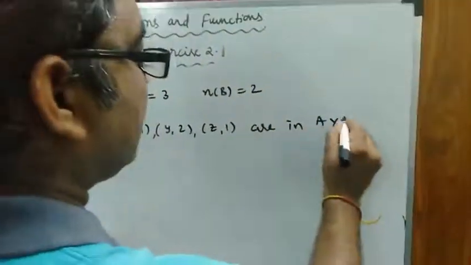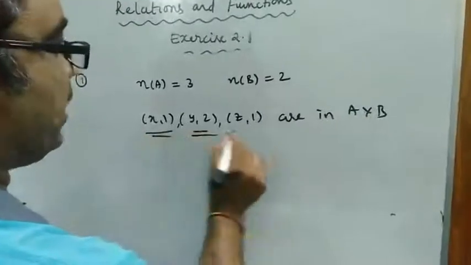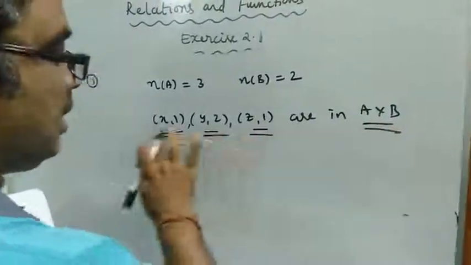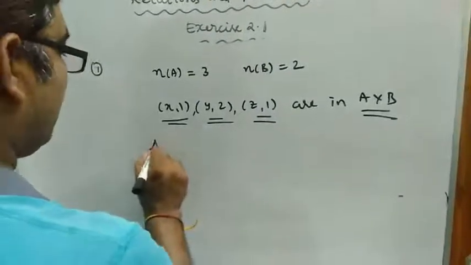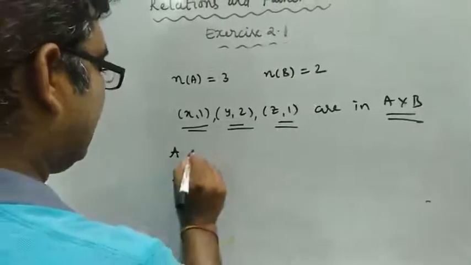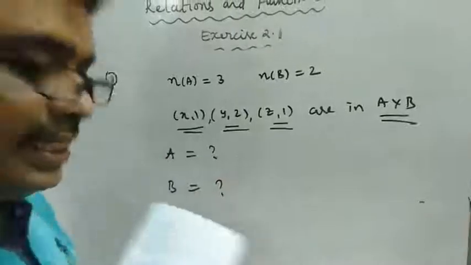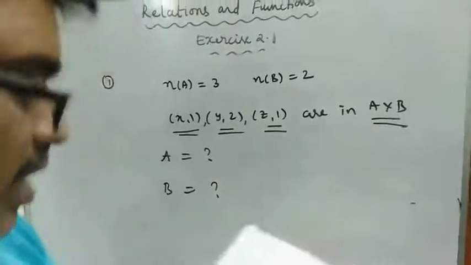What he has given is that these ordered pairs are elements in A cross B. Then find A and B. So you have to find the set A and set B, where x, y, z are distinct elements.